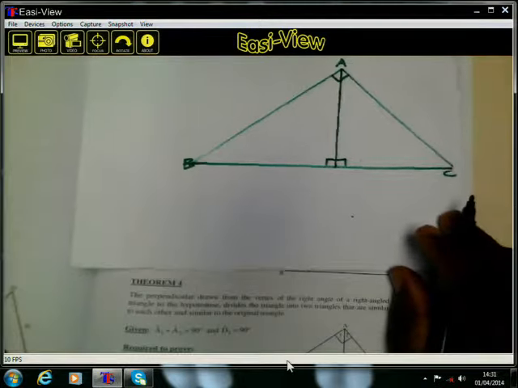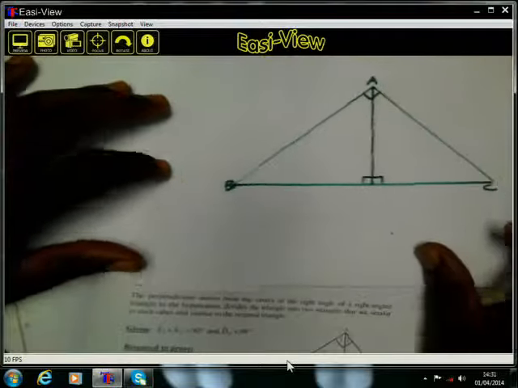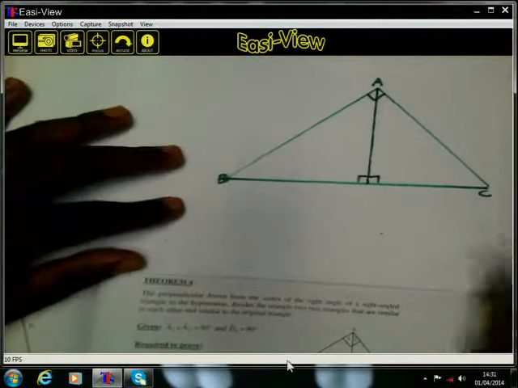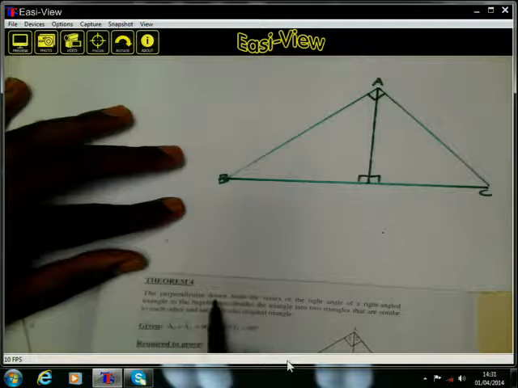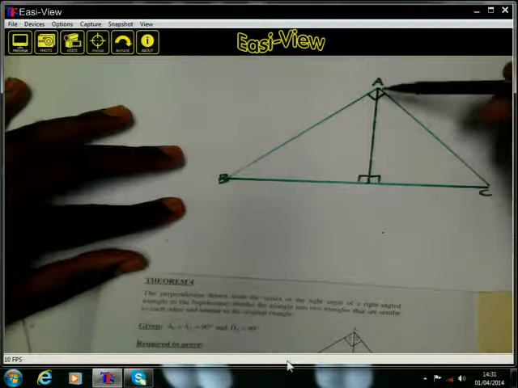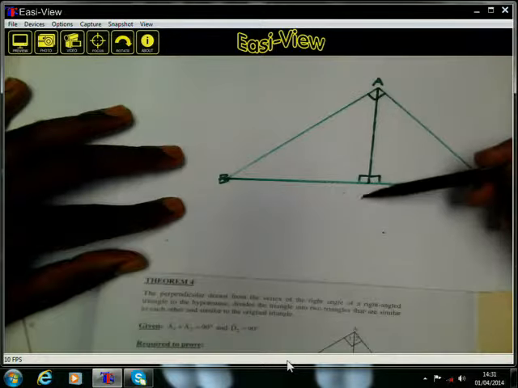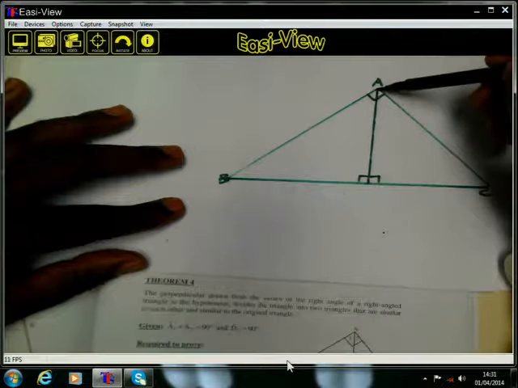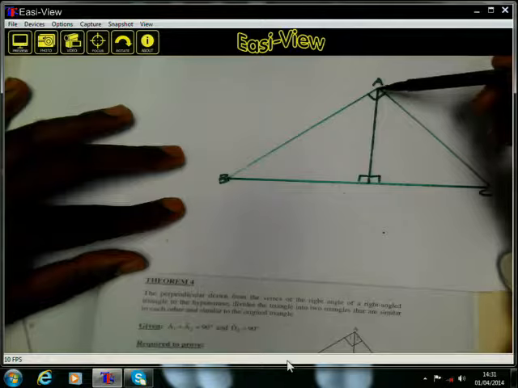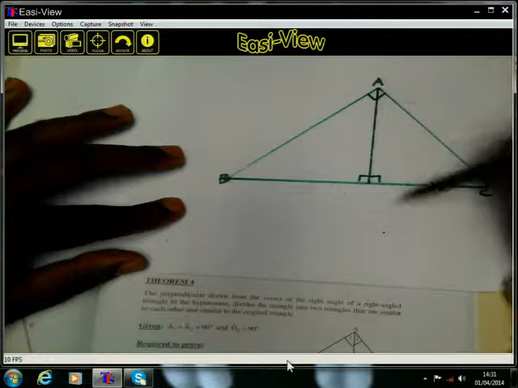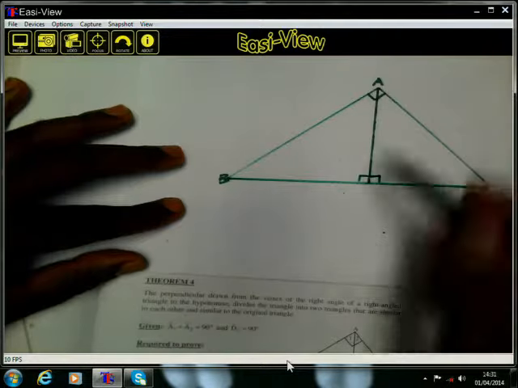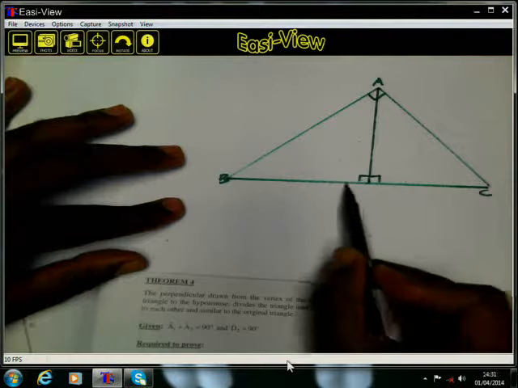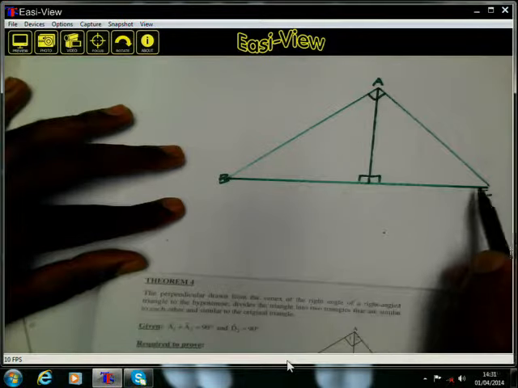We are actually drawing the line. I'm trying to hide this so that we can have an understanding of what is going on. They say the perpendicular is drawn from the vertex, the corner of the right angle of a right angle triangle, to the hypotenuse. This line must always be perpendicular to the hypotenuse BC.